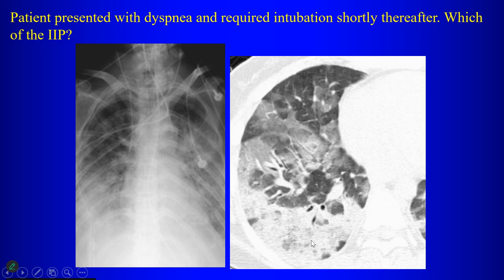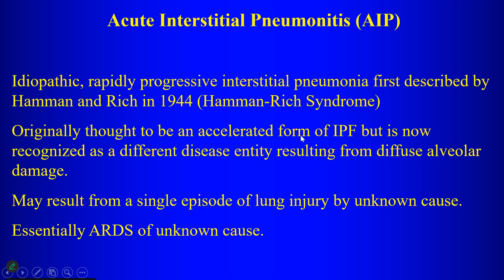So with ARDS, a lot of the opacity that we see is also atelectasis. The lungs get very stiff with ARDS. So in the supine position, you will see that the dependent portion of the lung tends to have increased opacity. So this is ARDS, but idiopathic ARDS, the idiopathic interstitial pneumonia, is called what? AIP. AIP, right, acute interstitial pneumonitis. So that essentially represents idiopathic ARDS.